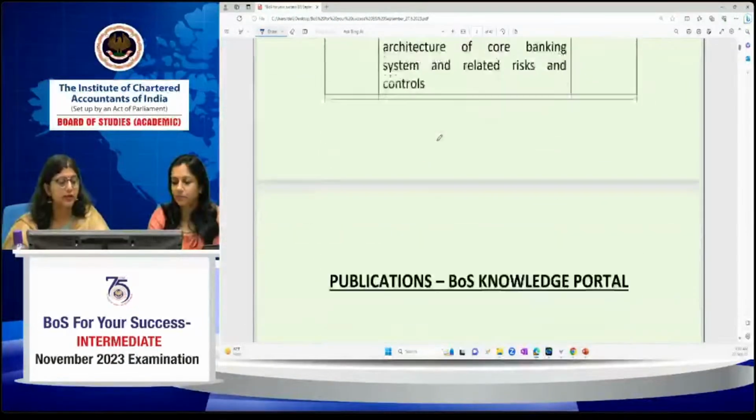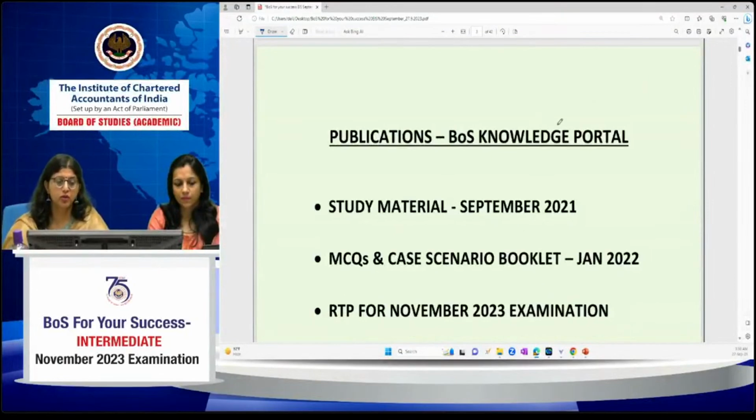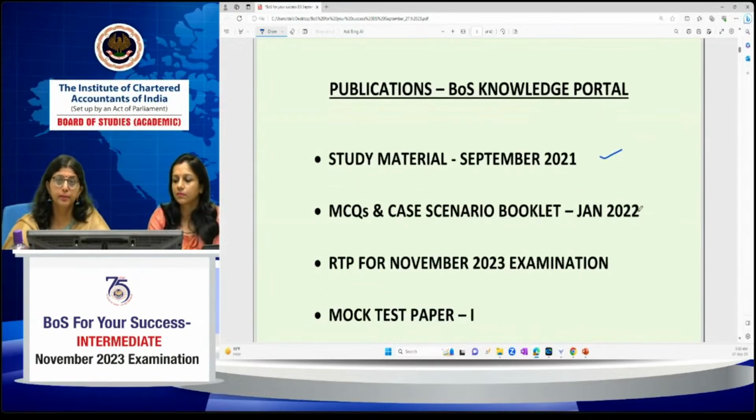So now, first of all, you are very well aware, but just to give you a brief recapitulation of what all publications are going to be relevant: you might have been using the September 2021 edition of the BOS study material. Then to prepare for the MCQ part and the case scenario, kindly go through the case scenario booklet, which is the January 2022 edition. Then the RTP for November 23 is very important, wherein we give a case scenario and then you have certain questions chapter wise. So once you are through with a chapter, you can attempt the questions based on those chapters.